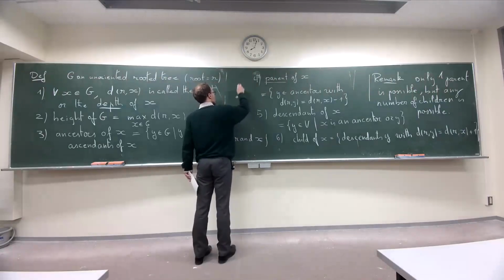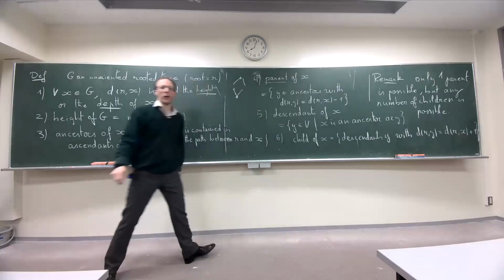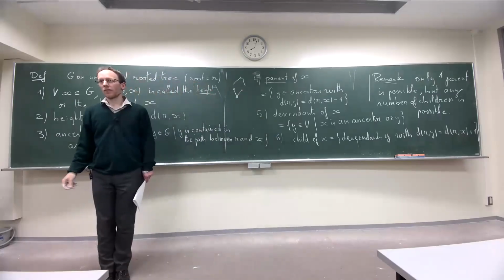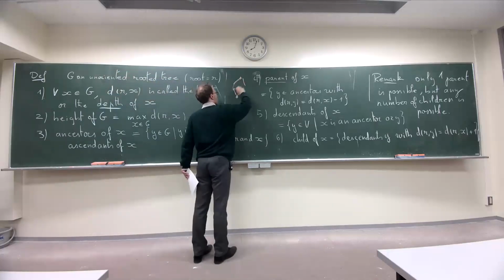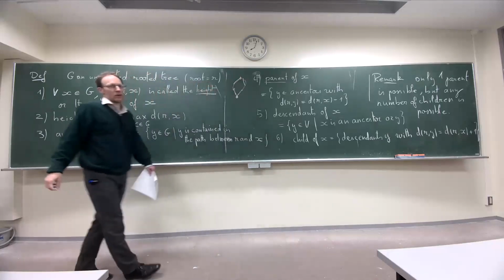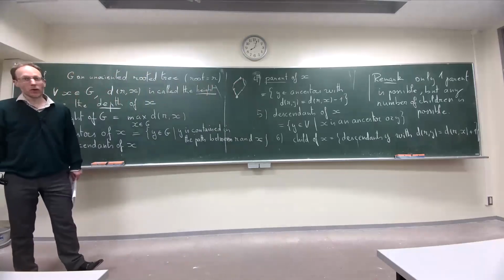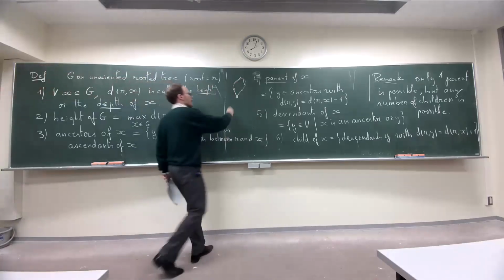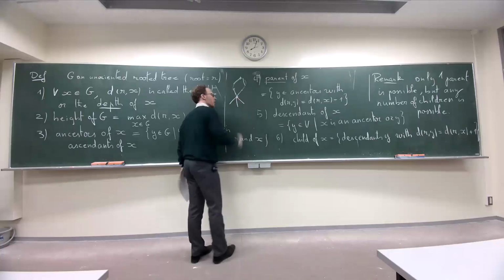So there is a root, but suddenly suppose that one node has two parents, then automatically, indeed, you have a cycle. And in a tree, it's not allowed. So there is only one parent. On the other hand, there is no contradiction to have more than one child.